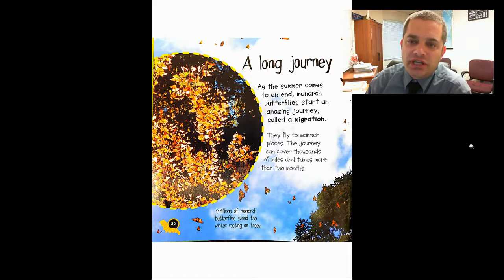A long journey. As summer comes to an end, monarch butterflies start an amazing journey called a migration. They fly to warmer places. The journey can cover thousands of miles and takes more than 2 months. Millions of monarch butterflies spend the winter resting on trees.